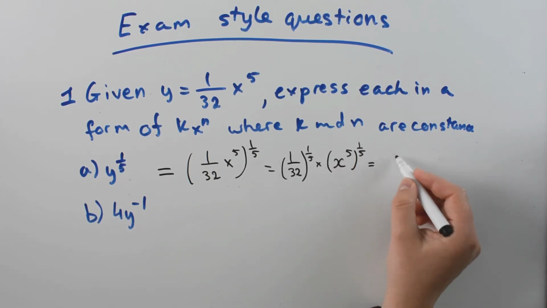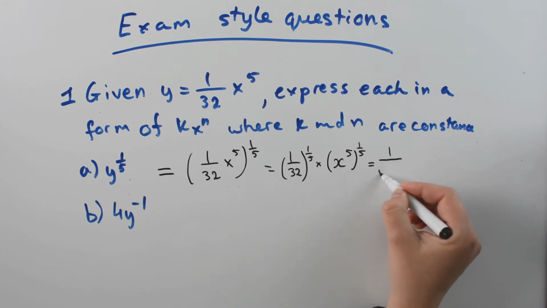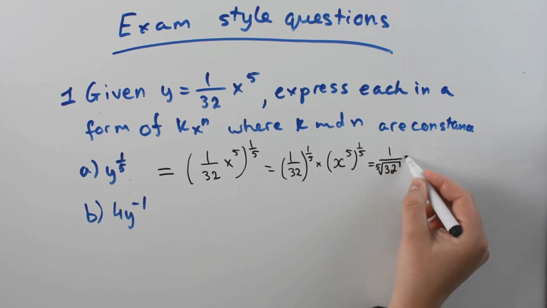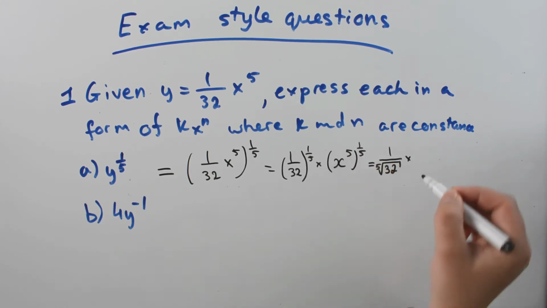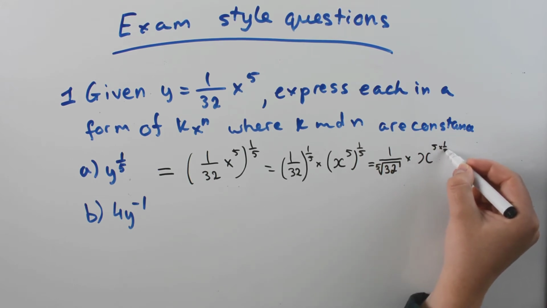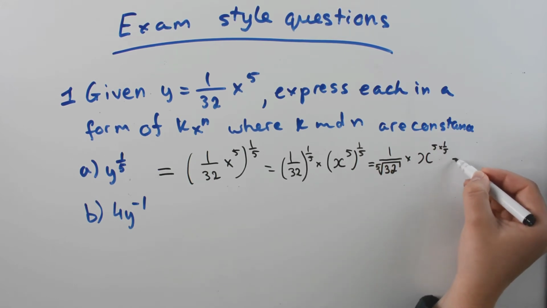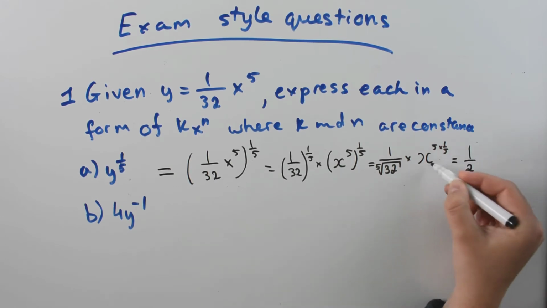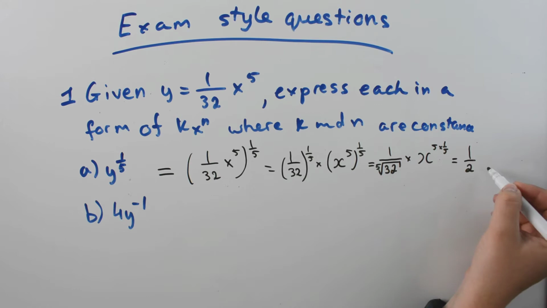Okay, remember that if you have a power that is a fraction, that means it's a root, so it's a fifth root of 1 over 32. And then if you times the power is 5 and 1 over 5 for x, it will also simplify. So the final answer will become 1 over 2, and the x will just be to the power of 1.